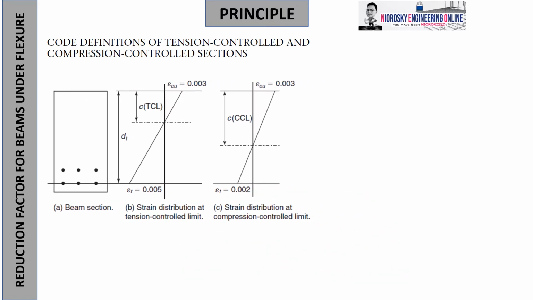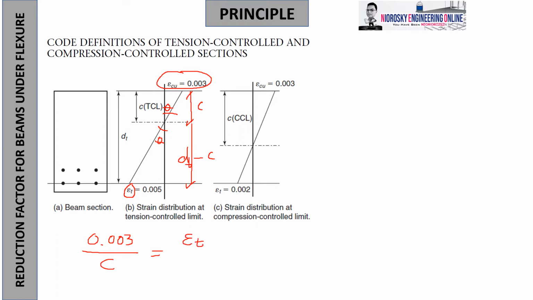Okay, so how do we use that? This is what we will do. Let us first derive the simple equation. Using this similar triangle, let's say this is theta, this is theta. So, let's say it is a function of e sub t and 0.003. Don't forget that this is again small c, and this is d sub t minus c. So, by triangle relationship, 0.003 over c equals e sub t over d sub t minus c. You just cross-multiply, move this here, move that there.